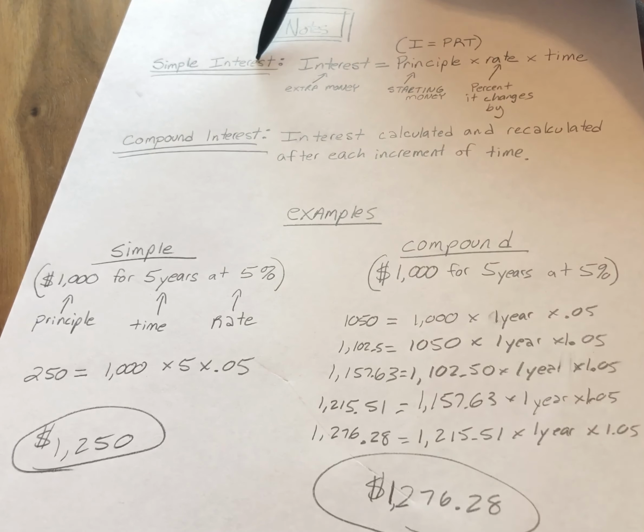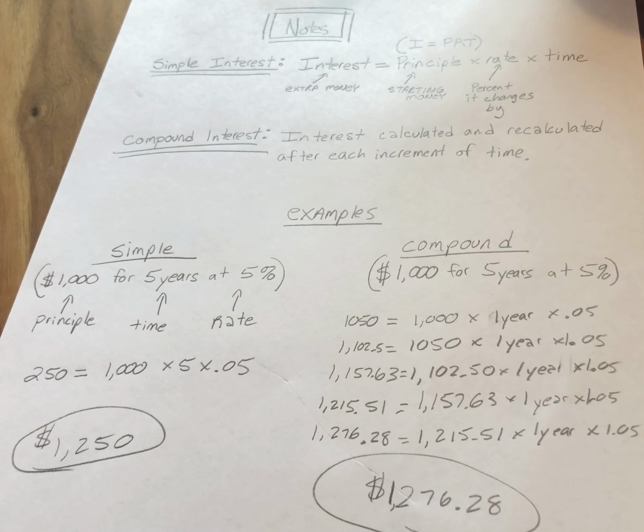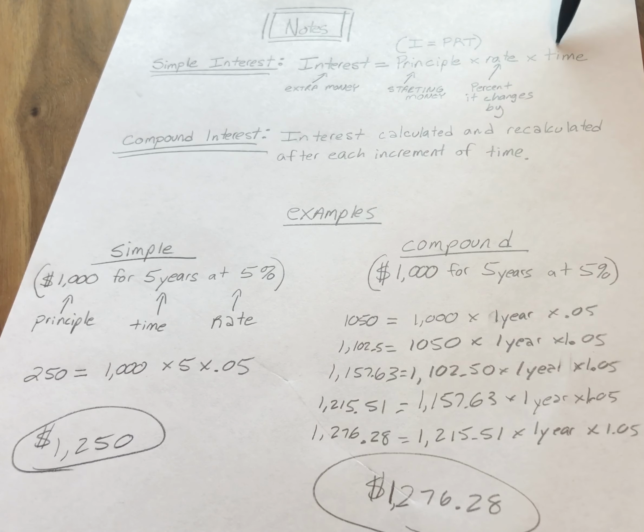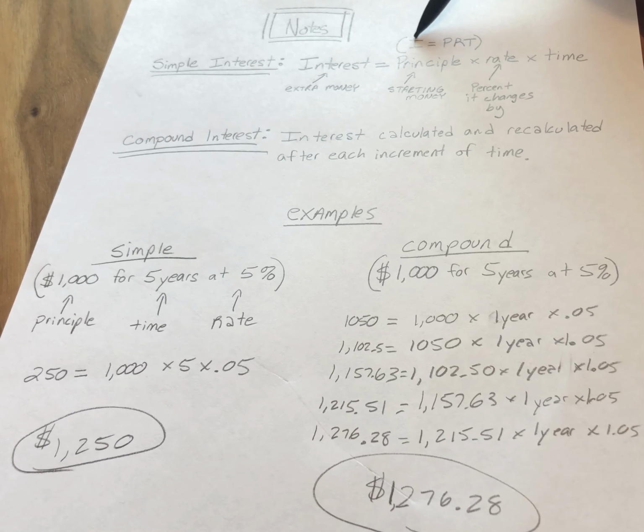There's the simple interest way, which is a formula that a lot of people memorize pretty easily, but it's probably not used in real life as much as compound interest. To find the interest, or the extra money you get, you take the principal, which is the starting money, times the rate, which is a percent that the money changes by, times time. So I equals PRT is something people memorize. The interest, or the extra money, equals the principal times rate times time.